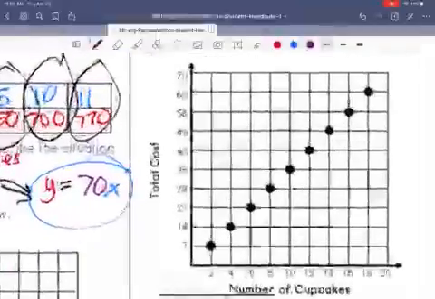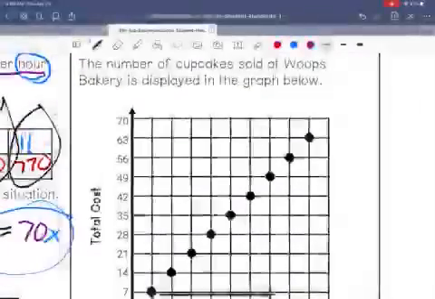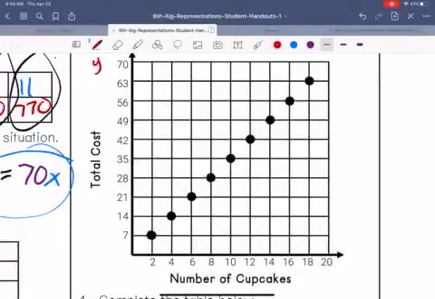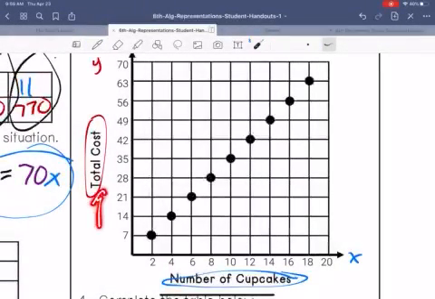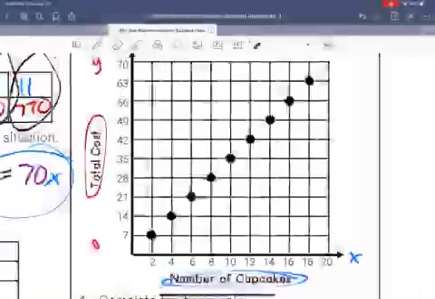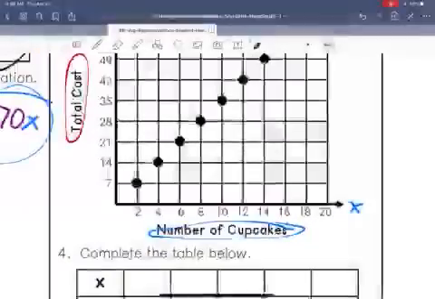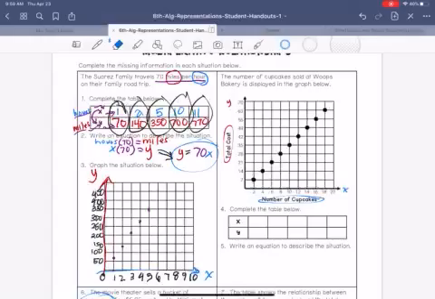Okay, let's do this one. It says the number of cupcakes sold at Whoops Bakery is displayed in the graph below. So here we can see on our y-axis we have total cost, so that's our dependent variable. On our x-axis we have number of cupcakes, which is our independent variable. Once again, the cost depends on the cupcakes, so that makes our cost our dependent variable. Our first job here, where it says number 4, is to complete the table.